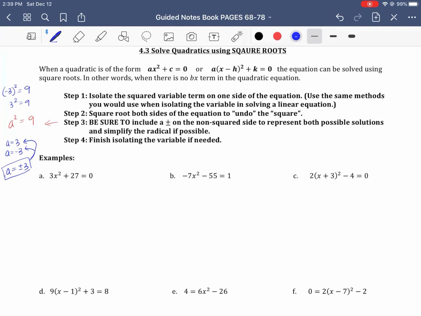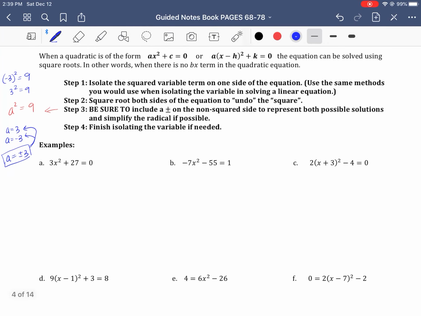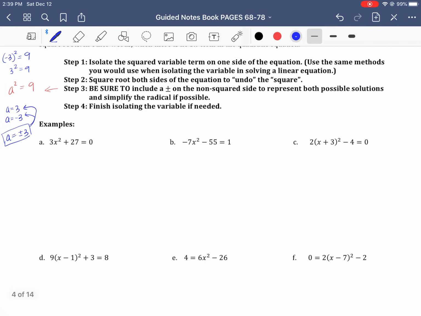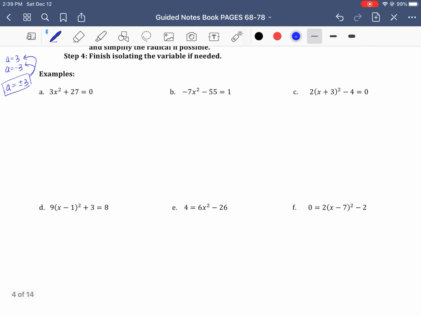Okay? And then sometimes after you square root, you finish isolating the variable. So we'll look at a couple examples like that. So refer back to those steps if you need them. I'm going to scroll all the way down.